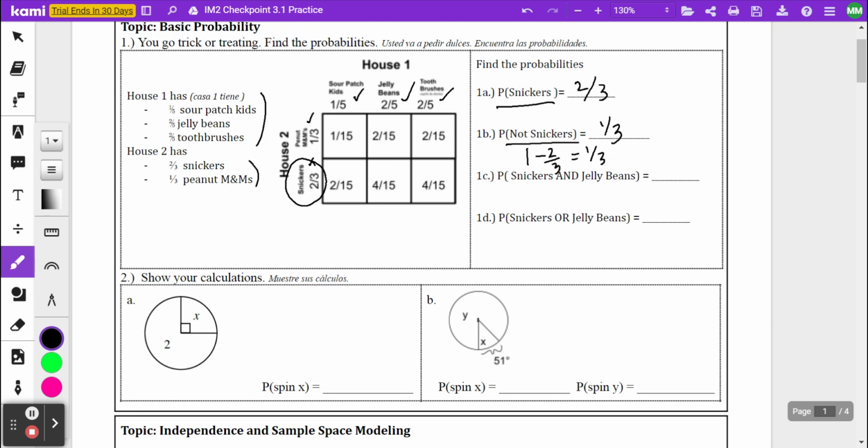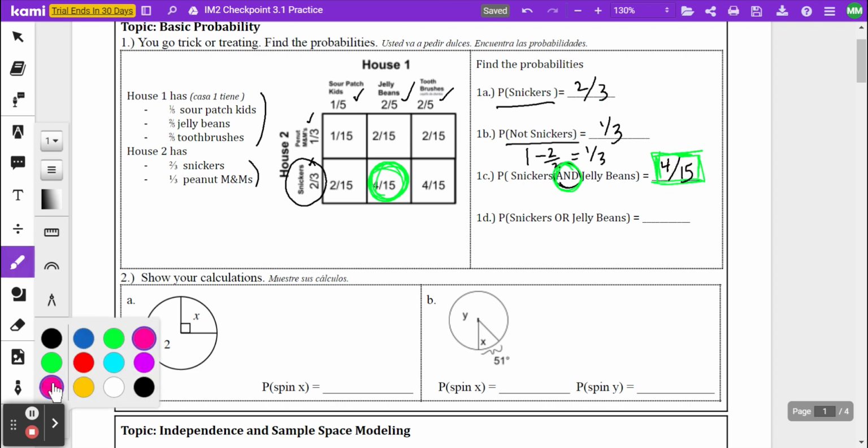The probability that you get both Snickers and jelly beans, I'll do this in a color, and let's find Snickers and jelly beans and where they intersect. Okay, you have a 4/15 chance, 4 out of 15 probability of getting both Snickers and jelly beans. I'll do that in black. 4/15.